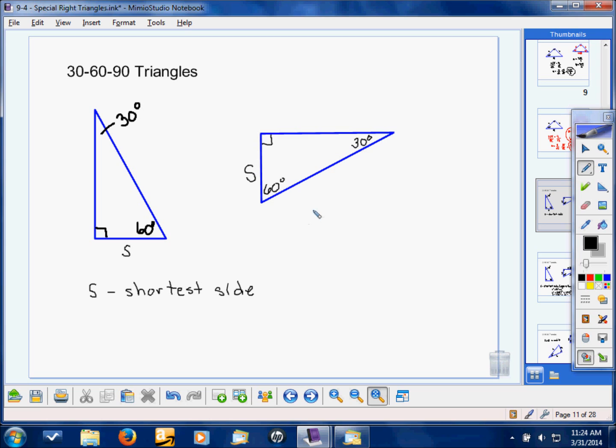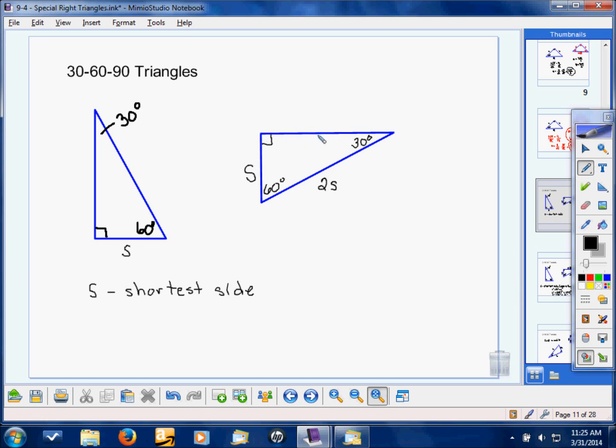Now, this part might be a little bit not natural to you. I'm not asking you to come up with it. I'm just asking you to understand that it's true. The hypotenuse is always going to be 2 times S. So 2 times as long as the short side, that's going to be our longest side. Right? So it almost looks like the math is going to be easier for this type.